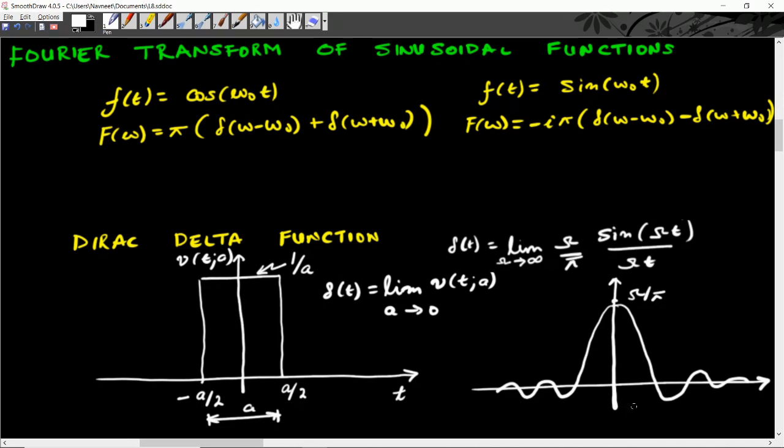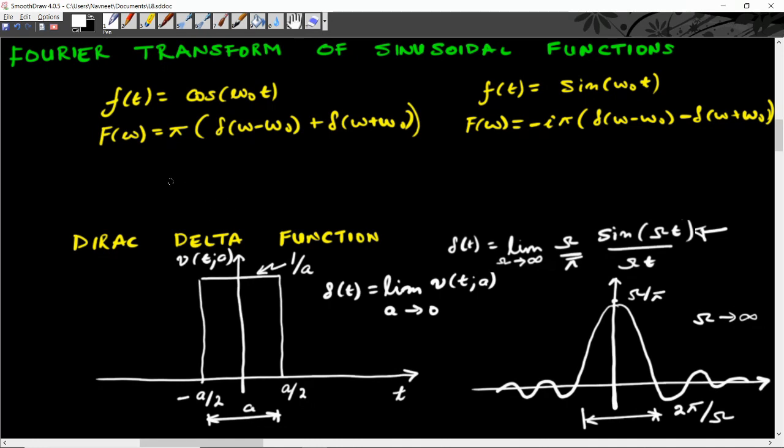So in this plot of this function over here, the width is inversely proportional to omega and the amplitude is directly proportional to omega. So in the limit that omega tends to infinity, pulse duration shrinks to 0 and its amplitude tends to infinity, while still the area under the curve is 1, and therefore we recover the delta function. So we have seen these two representations of the delta function in the previous lecture.